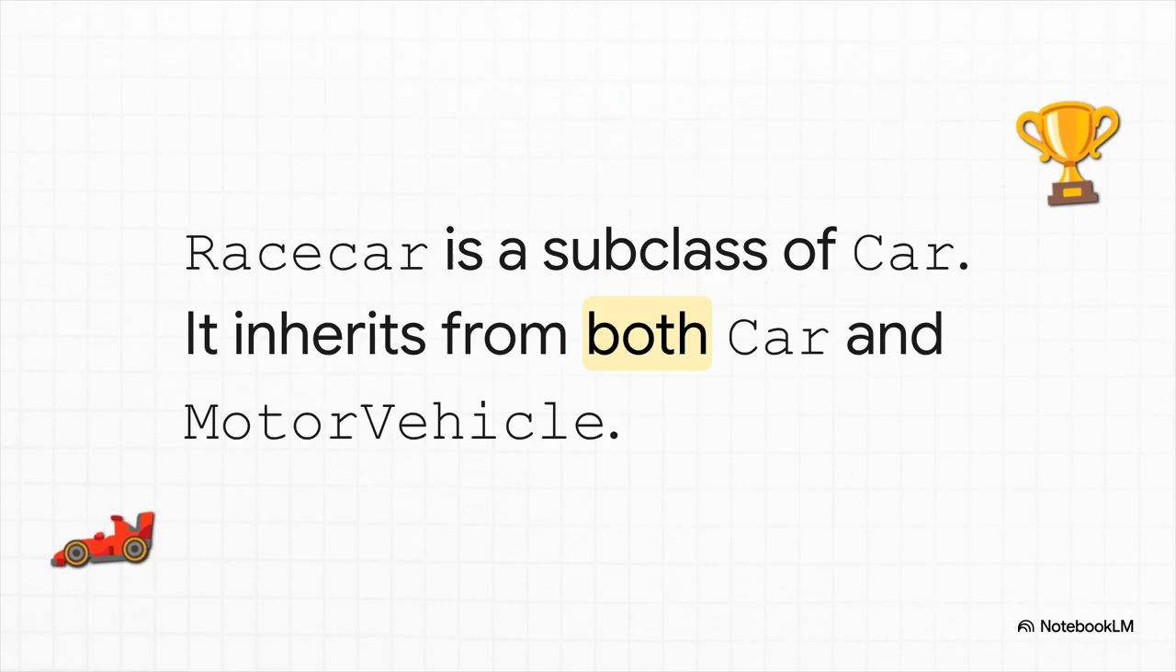Let's get even more specific. A race car. Well, a race car is just a special kind of car, right? So we make it a child of car. Now it gets everything from motor vehicle and everything from car. And on top of all that, we can add brand new things that are unique only to a race car, like maybe a method to deploy a spoiler.